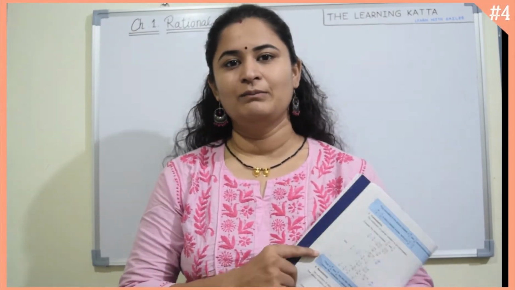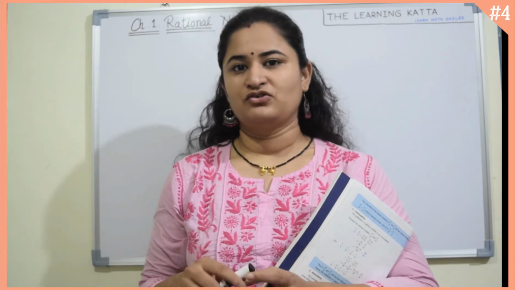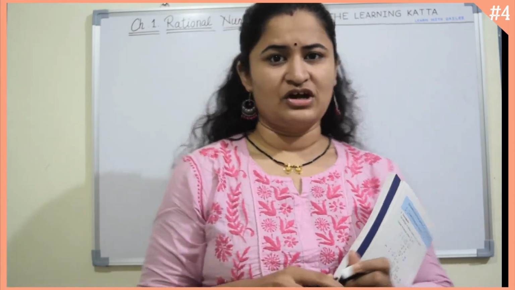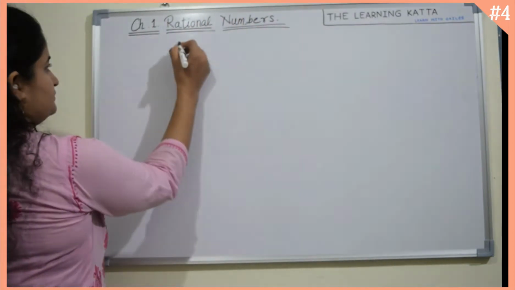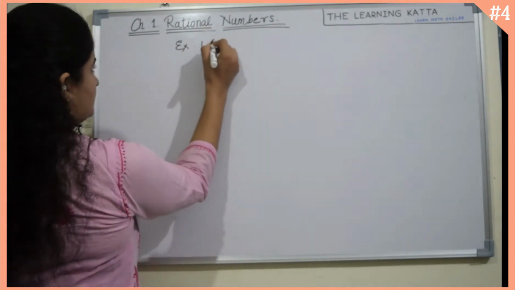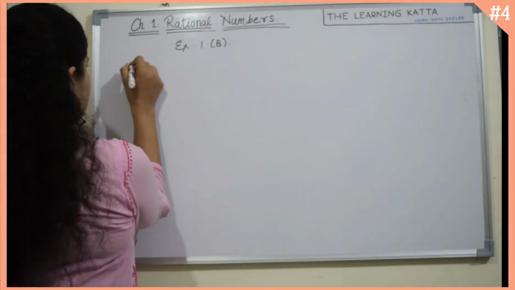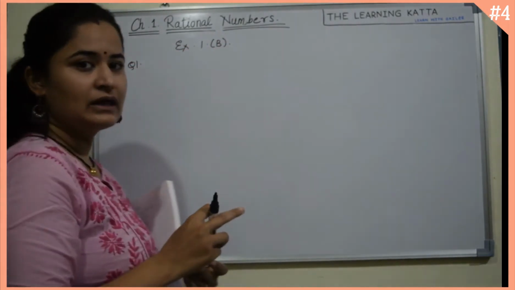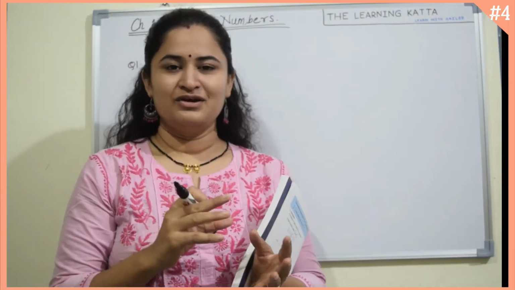Today I am back with the fourth video from the series Class 8 ICSE Maths, and we are on chapter 1. We are going to start with exercise 1b, which is based on subtraction of rational numbers. So let's get started. I'm going to take a few questions, like each question from each question.